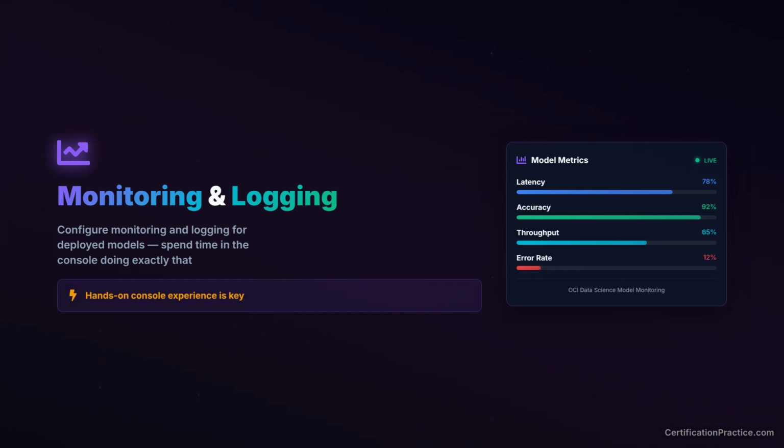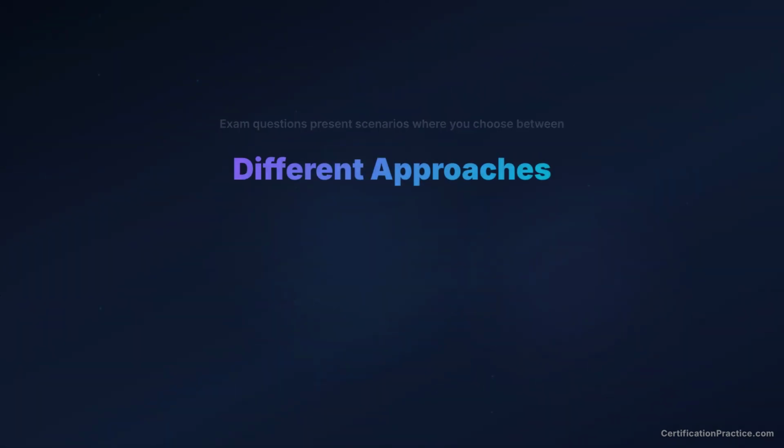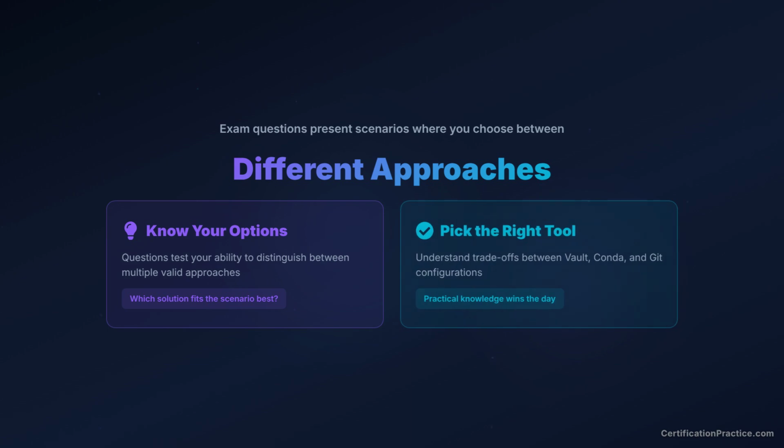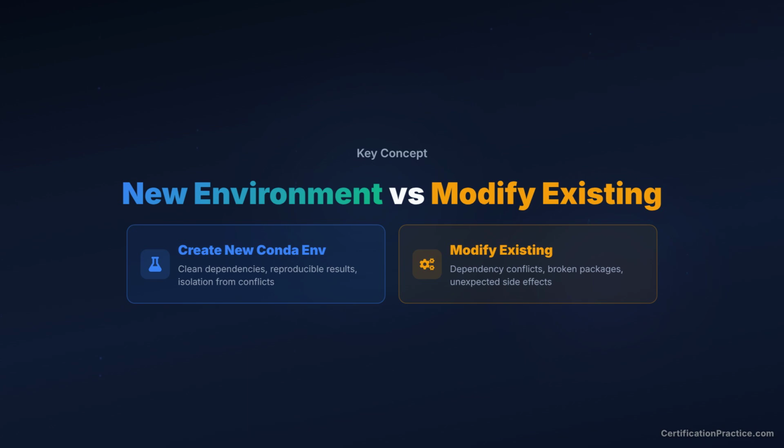The Workspace setup section at 15% tests practical skills like managing Conda environments, integrating Git repositories, and using OCI Vault for credentials. These seem basic, but exam questions often present scenarios where you choose between approaches. Know why you'd store credentials in Vault versus hard-coding them. Know when to create a new Conda environment versus modifying an existing one.